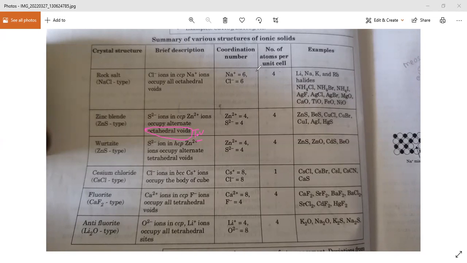At the same time, if you place the atom at the corner also, it is shared among the 8 members. So number of unit cells is how many? 1. Cesium chloride number of unit cells is 1. So it is CsCl, CsBr, CsI, CsCN, and CsSH. These are the common examples for the cesium chloride type of structure.